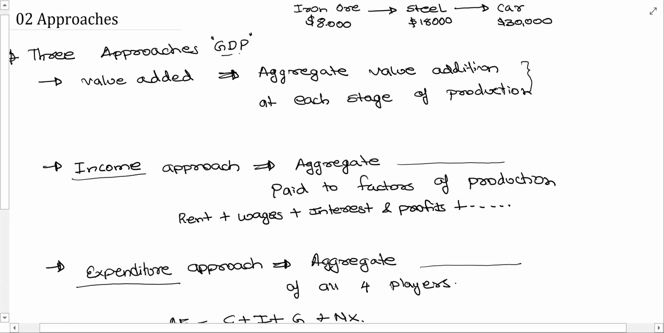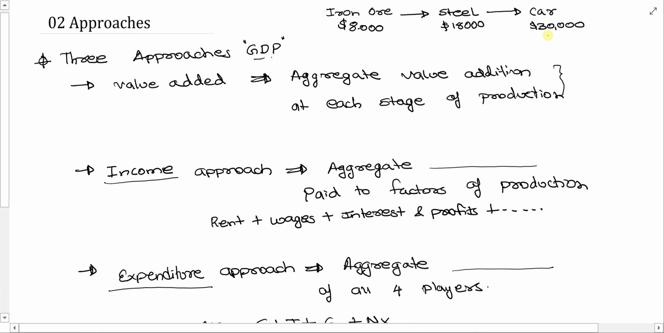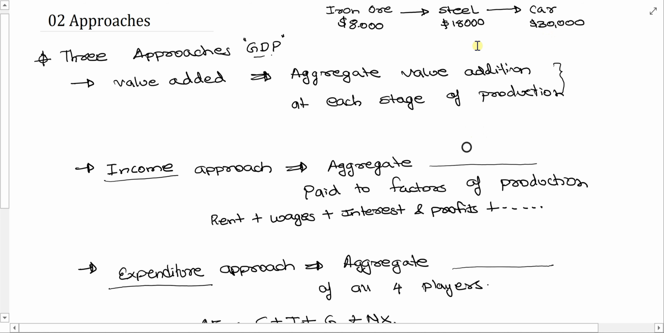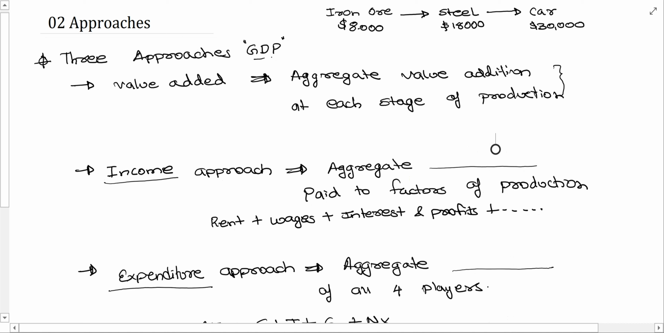For example, when you are producing a car, let's say you produce a car which has a market value of $30,000, in which there was $18,000 worth of steel which was used, and in making that steel, there was $8,000 worth of iron ore which was used. If one is interested to figure out how much is the value addition done at each of these stages of production, then the value addition at the first stage is $8,000. There was nothing out there, and then one corporation did mining and extracted iron ore, and that was worth $8,000. And then this iron ore went into production of steel, which was then worth $18,000. So the steel company added another $10,000.